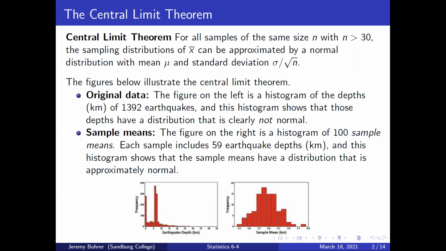The original data, the figure on the left, is a histogram of the depths in kilometers of 1,392 earthquakes. And this histogram shows that those depths have a distribution that is clearly not normal. The sample means. The figure on the right is a histogram of 100 sample means. Each sample includes 50 earthquake depths in kilometers. And this histogram shows that the sample means have a distribution that is approximately normal.